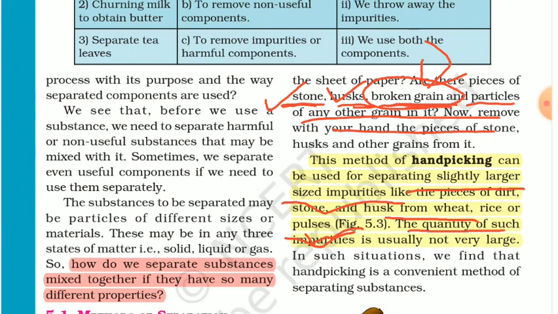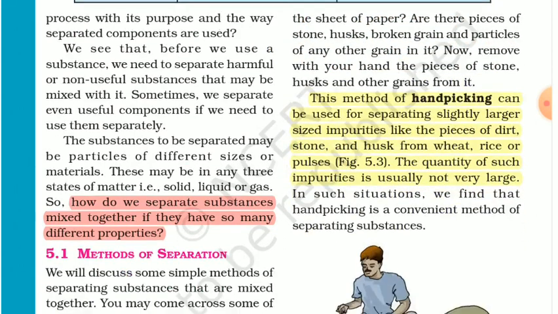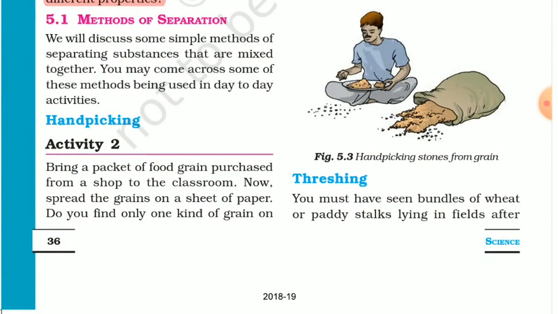So the quantity of such impurities is usually not very large. Obviously, suppose you have mixed one glass of stone with one glass of grain, will it be possible to pick all the stones by your hand? Obviously not, because it will take too much of your time, and time is too precious, you all know. So we will hand pick only such particles in which the impurities are very few in number, or we can say in a counted number.